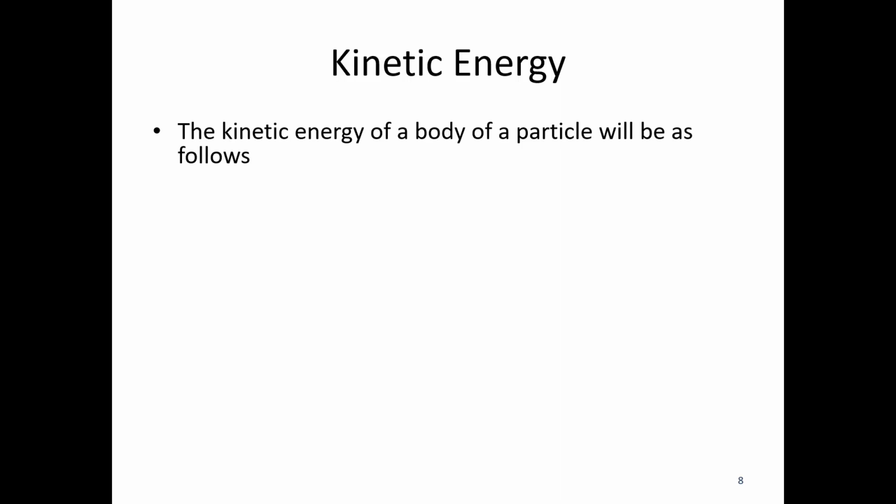All right, next, moving on to kinetic energy. So kinetic energy of a body, or of a particle in this case, will be as follows. So KE equals 1/2 mv squared. m is the mass of the object, and then v is the speed of the object.